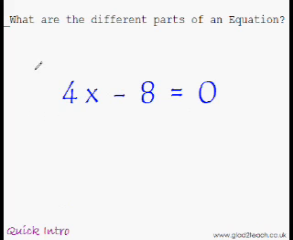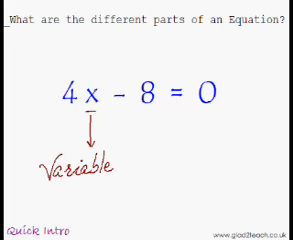So now let us see what are the different parts of an equation. This alphabet part that you are seeing here is called a variable. It is the most important part of any algebraic equation because its value is unknown. The entire purpose of having this algebraic equation is to find a suitable value for this x. So now can you label this minus 8 for me?